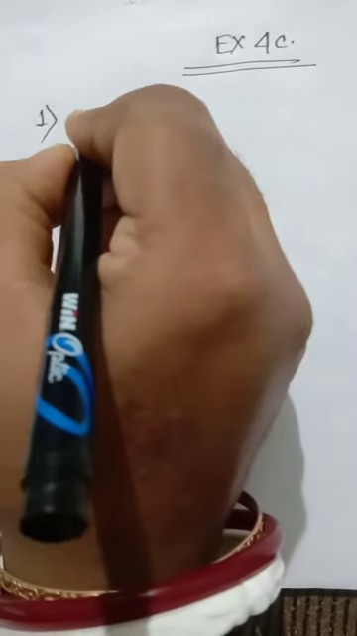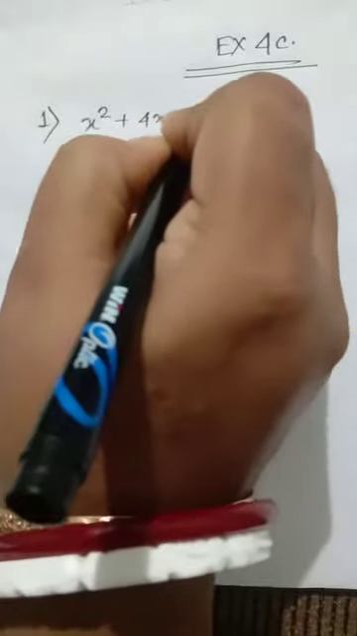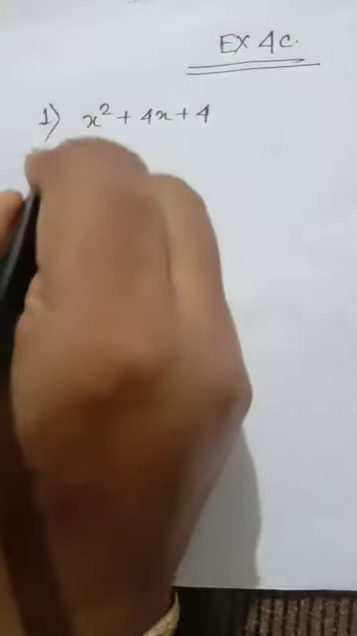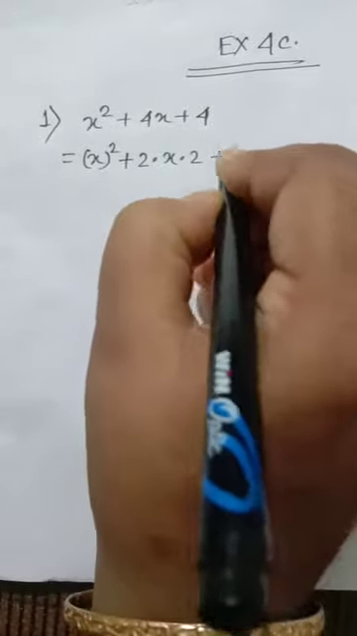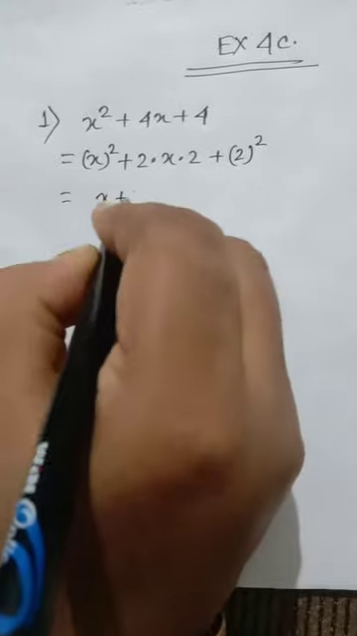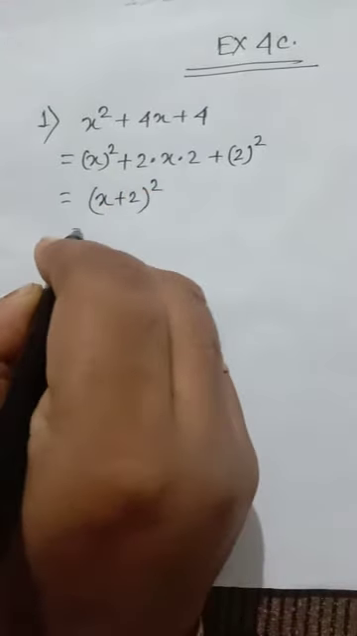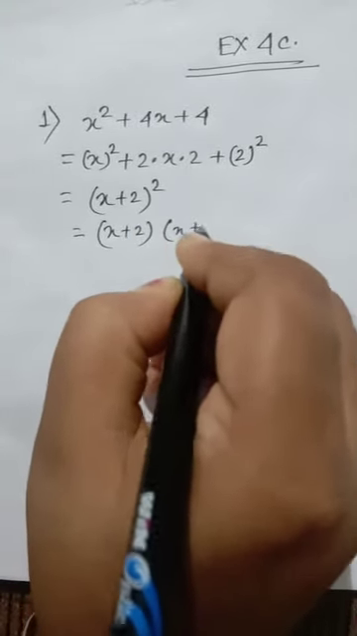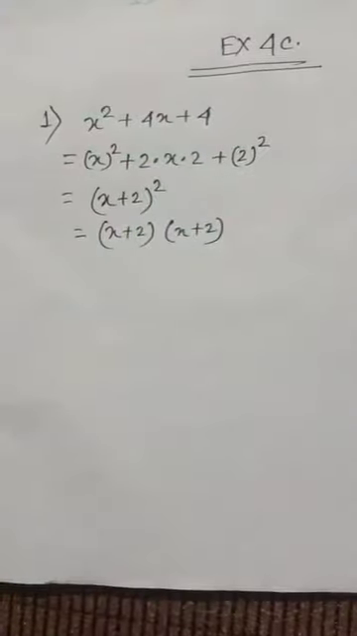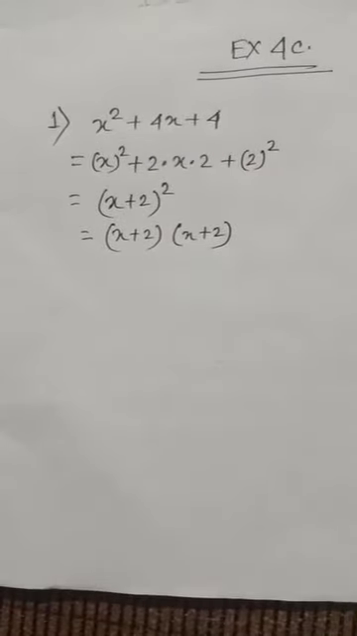Here we have to factorize the trinomials, and you can see the question is given. The first question is x square plus 4x plus 4. We can see this is in the term of a square plus 2 into a into b plus b square. We know it is an expansion of a plus b whole square. So the answer will be x plus 2 into x plus 2, or you can leave your answer up to x plus 2 whole square also, does not matter.